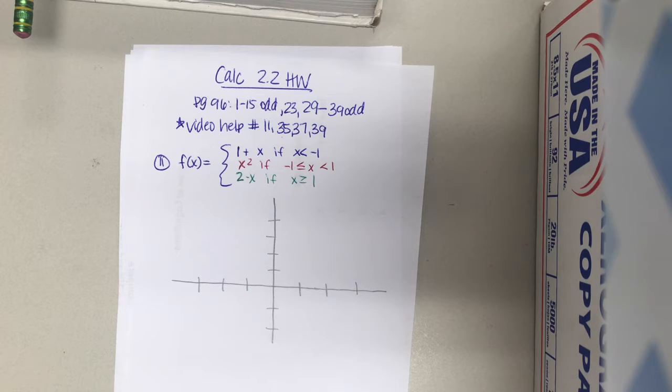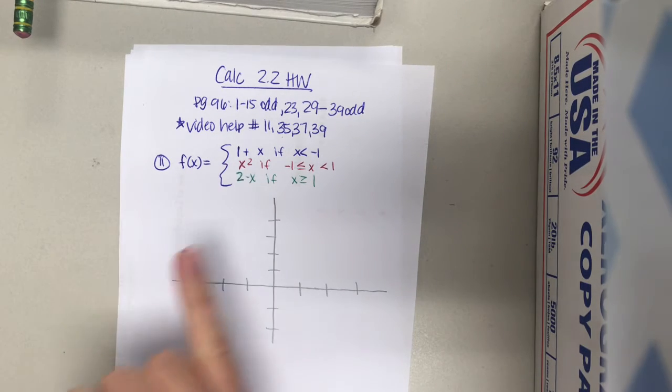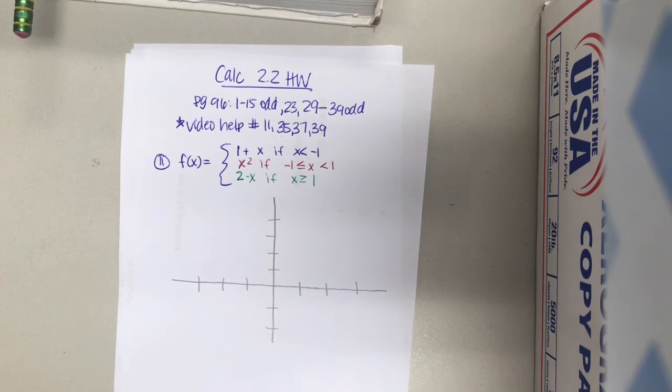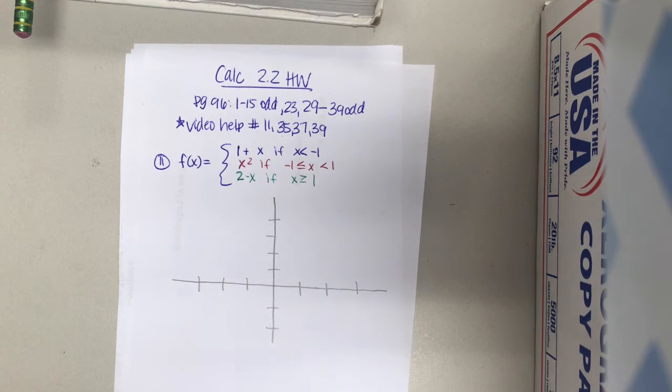This is number 11. This is a compound piecewise function, and we're going to have three different things going on here. This is going to be a line, 1 plus x, part of a parabola, and another part of a line. And notice we're going to have some open and closed circles going on.